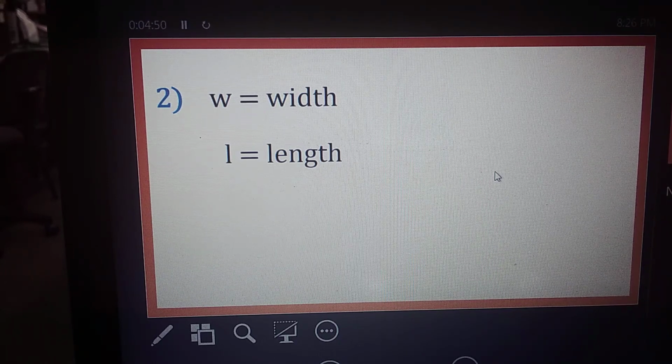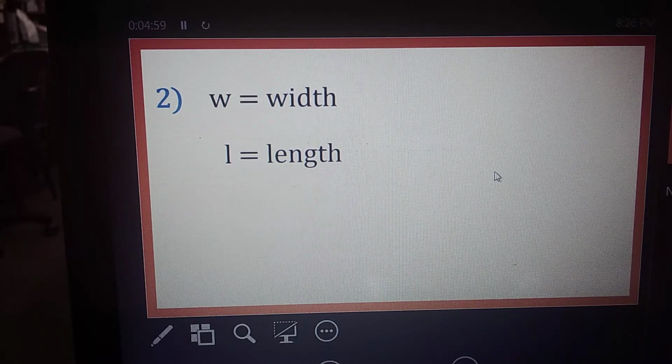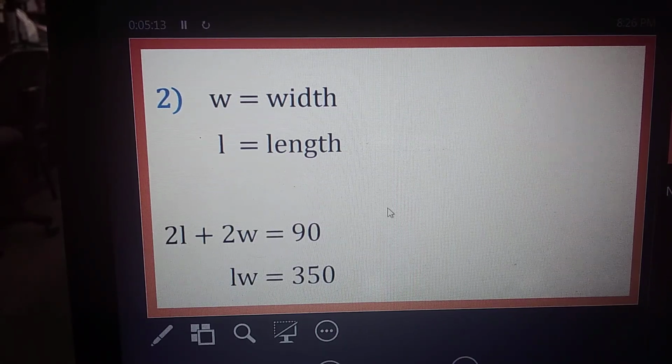So what else was given in the problem? You have there the area and the perimeter. Recalling, the formula for area is length times width, and perimeter is 2L plus 2W. So there you go. 90 is your perimeter and 350 is your area. There. So let's continue. First, we focus on the perimeter.